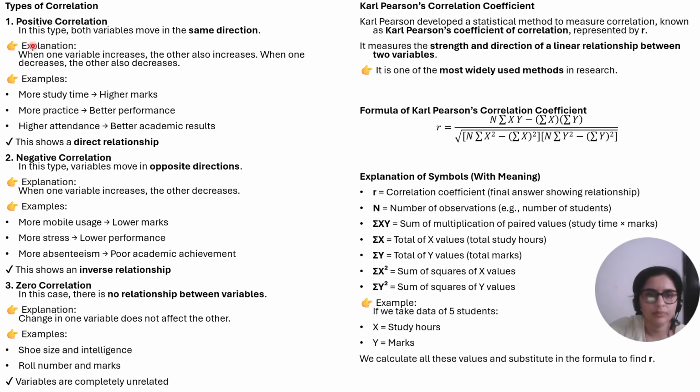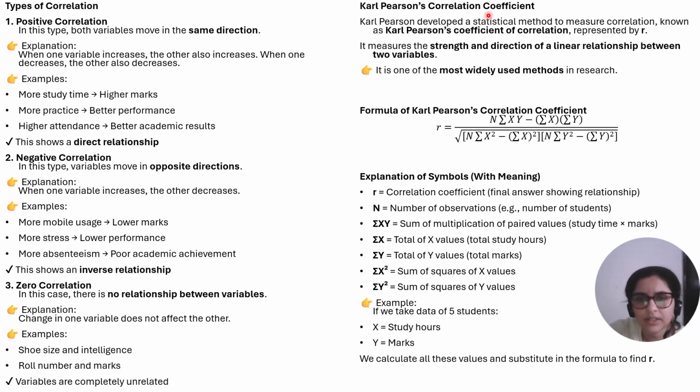Then types of correlation. Positive correlation: both the variables will move in the same direction. That is, when one variable increases, the other also will increase. When one decreases, the other will also decrease. For example, more study time, higher marks. The negative correlation: two variables move in the opposite direction. When one variable increases, the other one decreases. More mobile usage, lower marks. 0 correlation: in this case, there is no relationship between the variables. Change in one variable will not affect the other one. Shoe size, will it affect intelligence? Nothing. There's no relation between both of them.